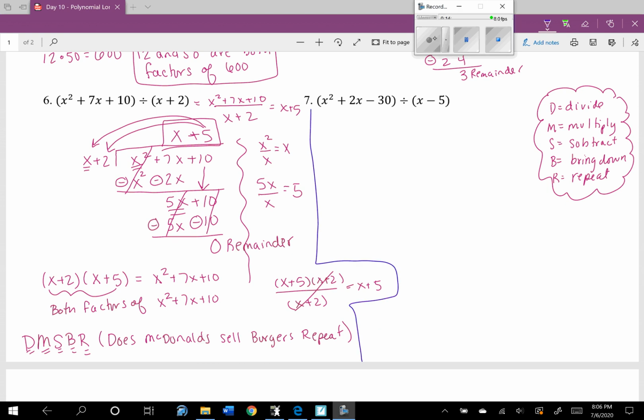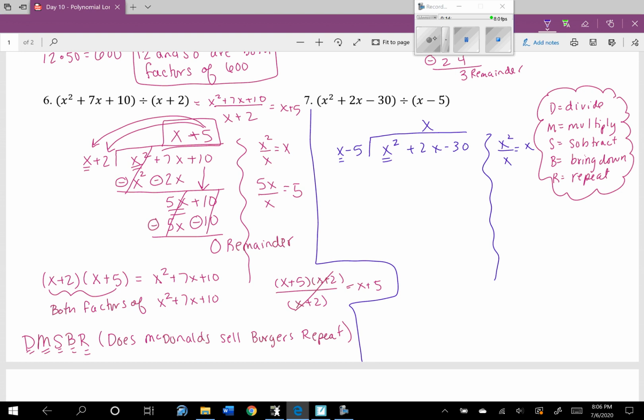Okay, so we have the x minus 5, and underneath is the x squared plus 2x minus 30. I notice that it is in standard form. We're not missing any 0 placeholders. I'm going to do my work off to the side here. So D stands for divide your first terms. Here are my first terms, x squared over x. That gives us x. You line it up above the terms that it goes with. This is linear, so it goes above the linear terms.